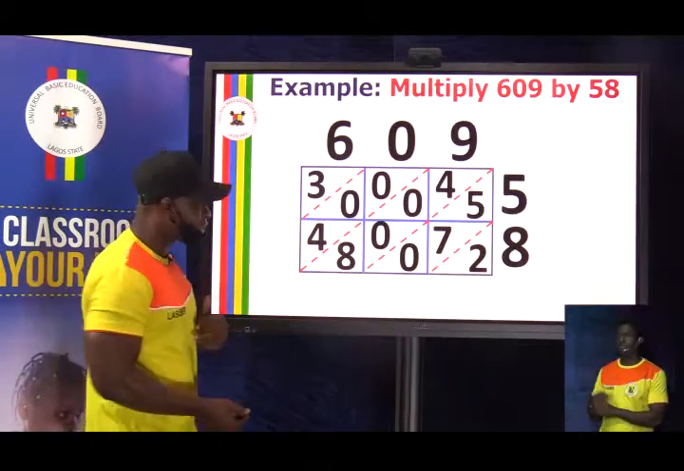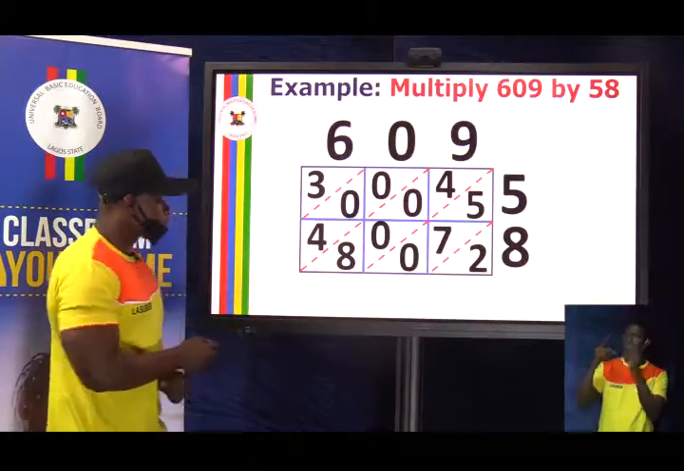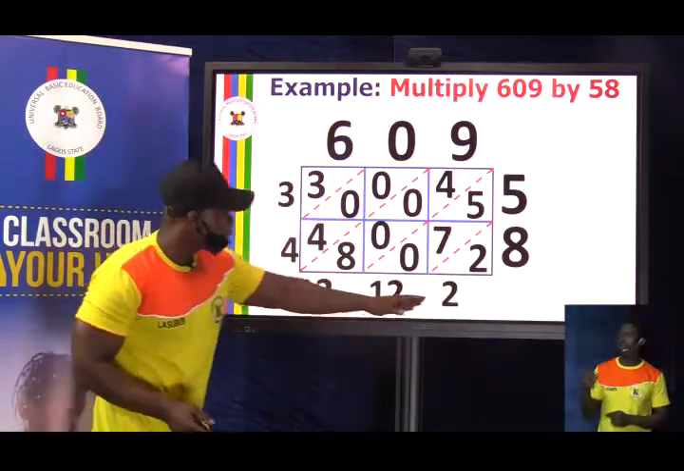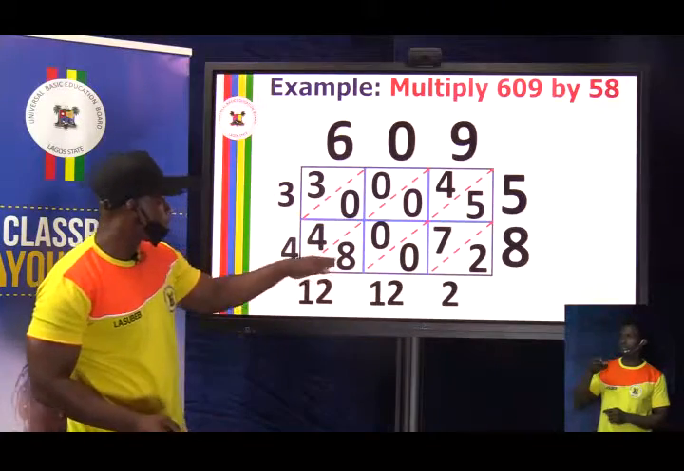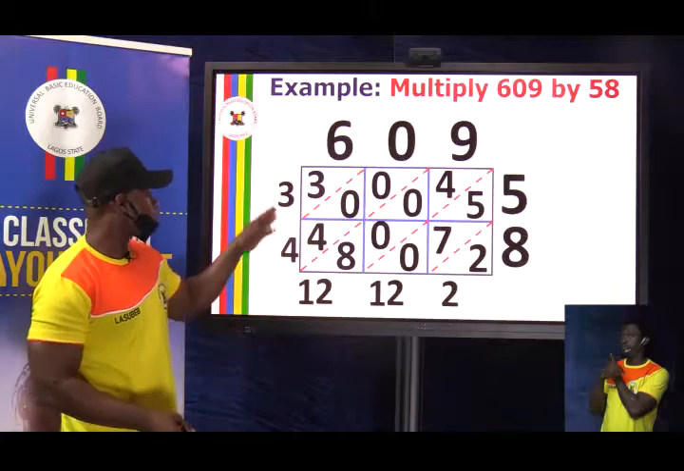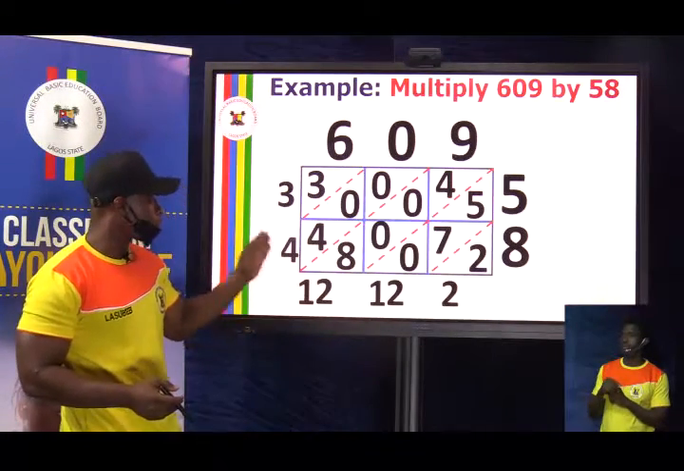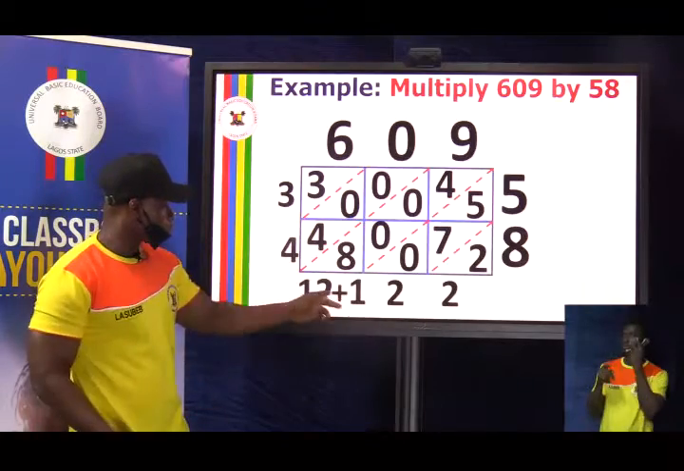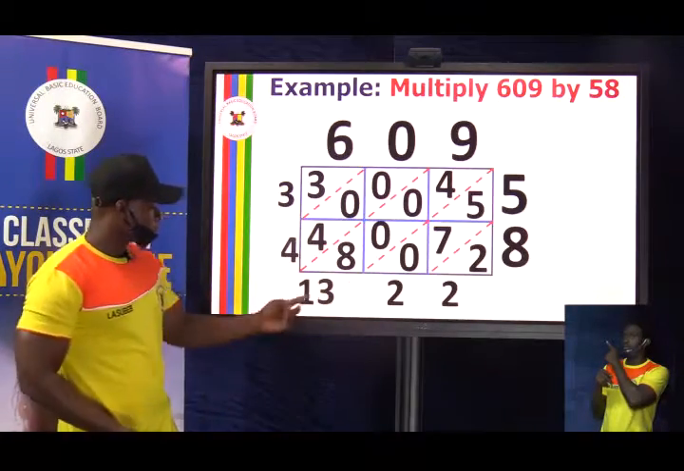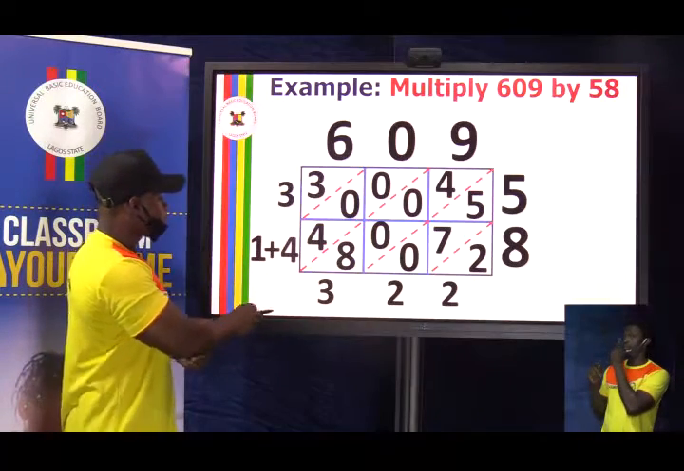Now of course we are going to add diagonally like this, like this, like this, like this, like this. So I'll just let the answers come up. Here I have 7 plus 5 is 12, 8 plus 0 0 plus 4 is 12, 4 plus 0 0 is 4, and then 3 at the end of this. Now I'm going to be carrying 1 from here to here and 1 from here to here. So let's see how it goes. 12 plus 1 is 13, and then 1 goes to the next one.